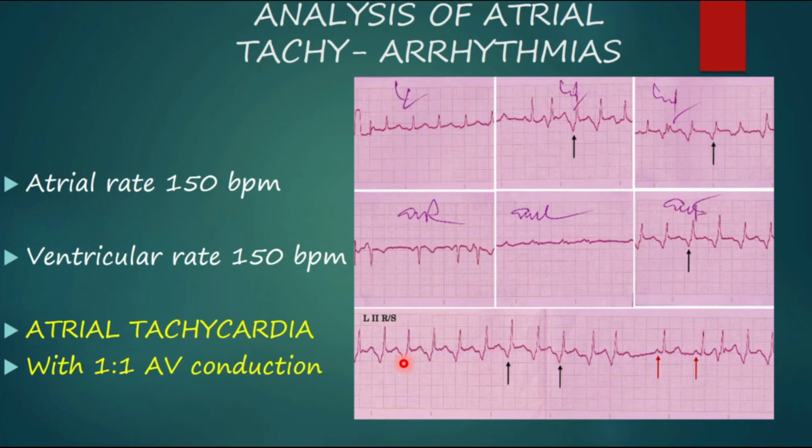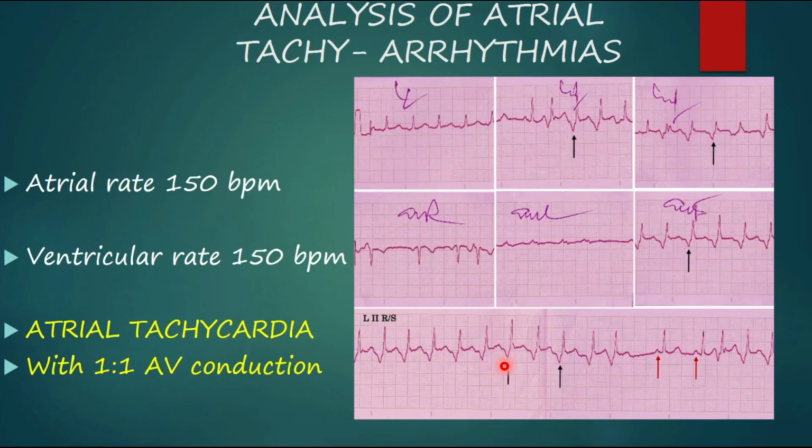During sinus rhythm, the P wave in lead 2 should have positive polarity. But in this case, the P wave has negative polarity. Therefore, this ECG is not in sinus rhythm. This is atrial tachyarrhythmia with 1:1 AV conduction.